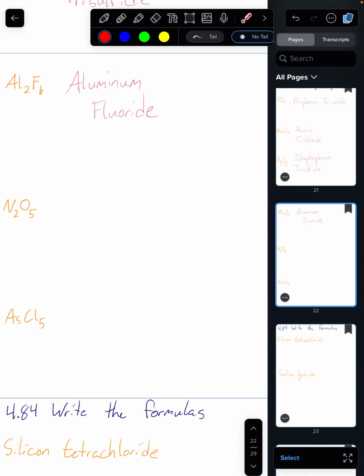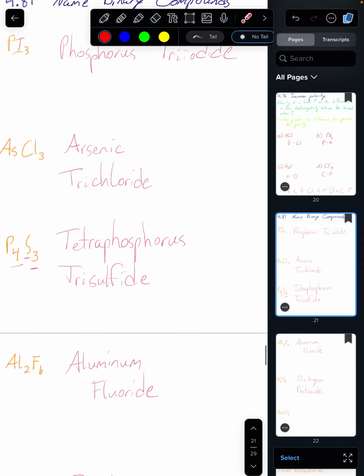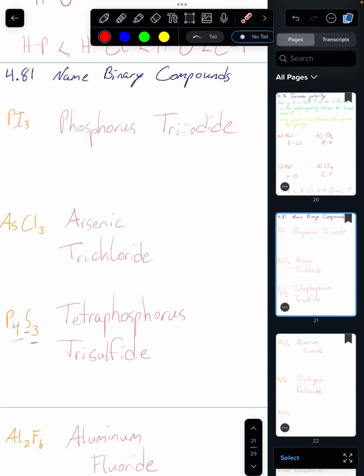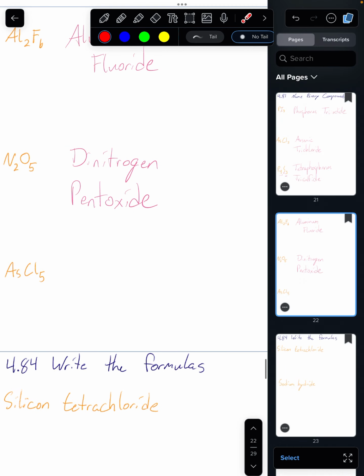In this case, because they're not all connected together, it's going to be that more covalent bond. And so you're going to have that 2 and that 5 in there. And this one has that "ide" on there. So you get di, nitrogen, pent, oxide. Okay? This one is similar to the arsenic one we've already done. Okay?